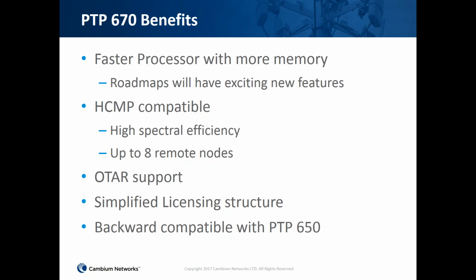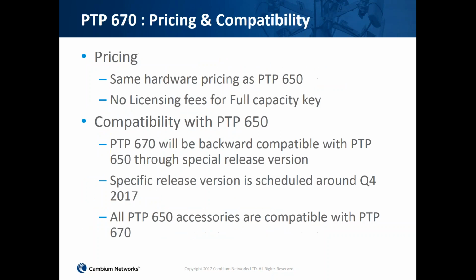Say you already have a network deployed with the 650s and you're worried about how your 670 will be compatible with the 650 given your deployment of such a vast network. The answer is yes. For the 670, we have a special firmware that we are going to release in Q4 of this year, which will ensure the PTP 670 behaves exactly as the PTP 650. We feel this is really valuable for our customers who have already deployed a 650 and are really happy with its performance.